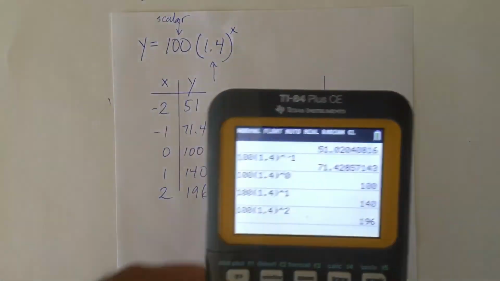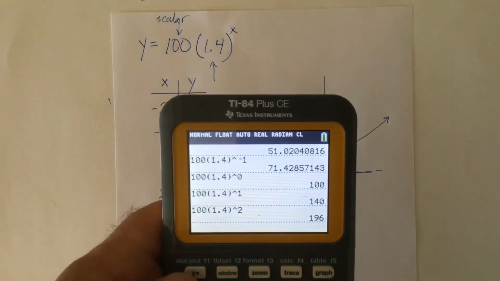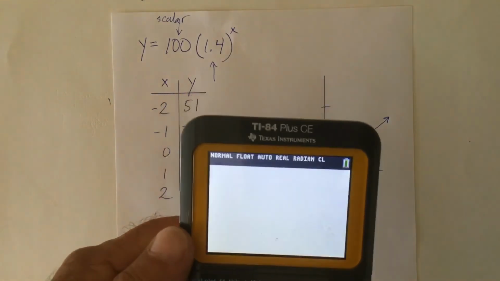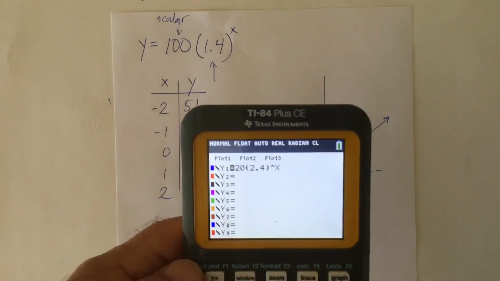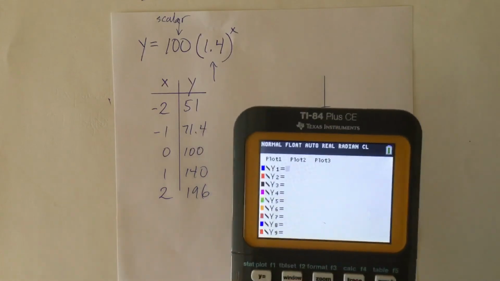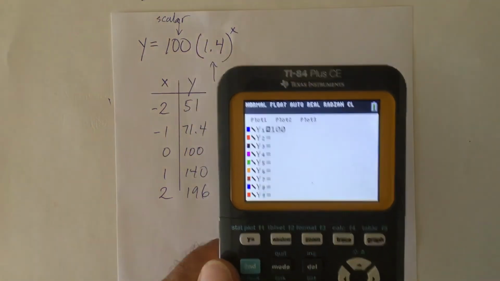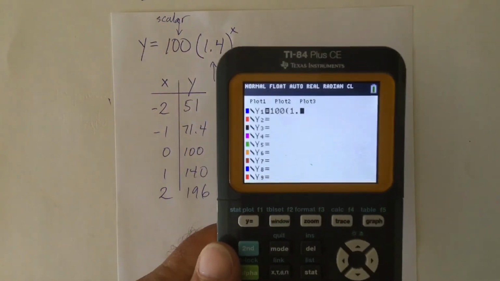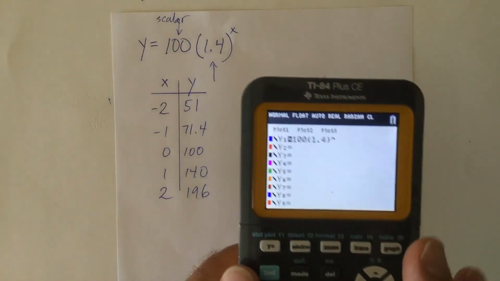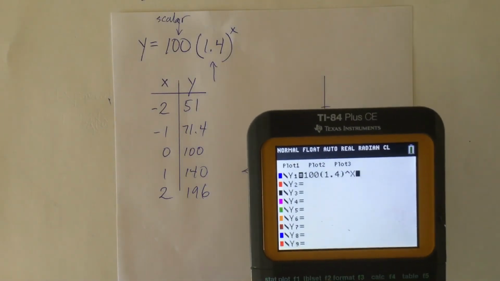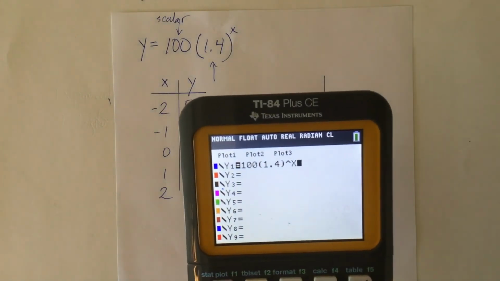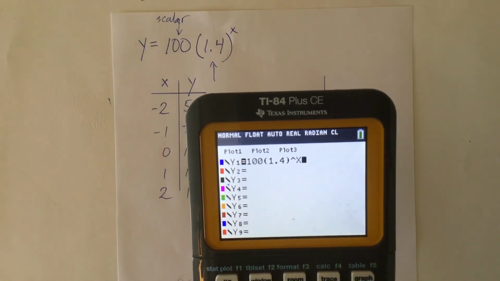I am going to clear all this junk out. I am going to go to y. I am going to clear this last function out. I'm going to put 100 parentheses, 1.4, close it, to the power of x. So make sure you've entered in your graph the same as mine.